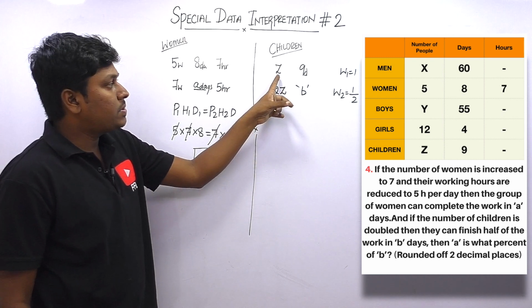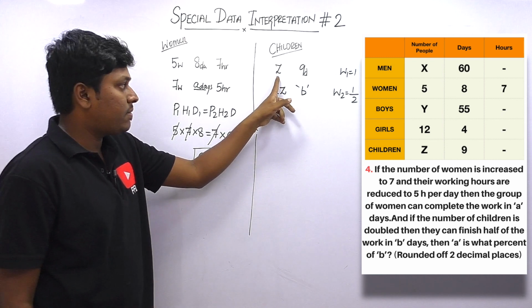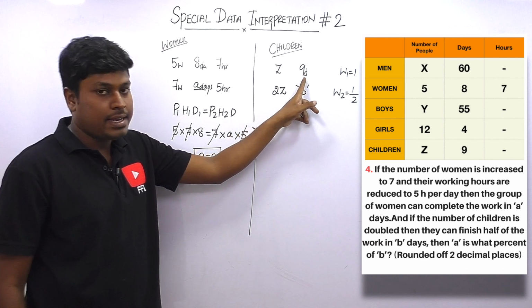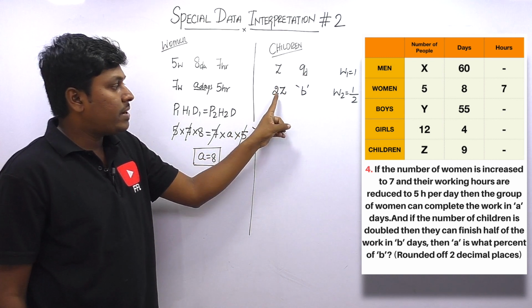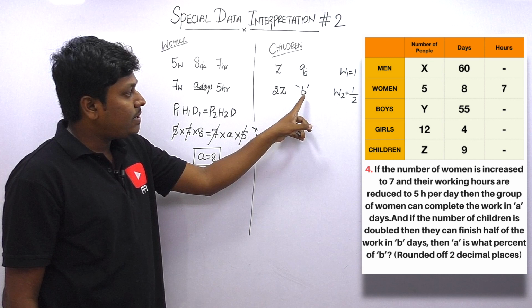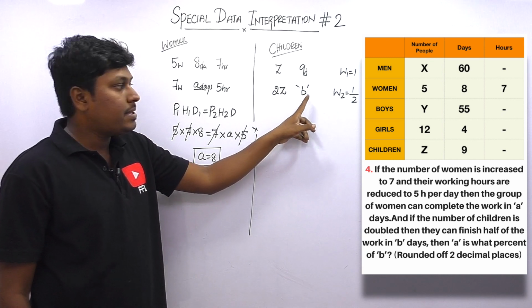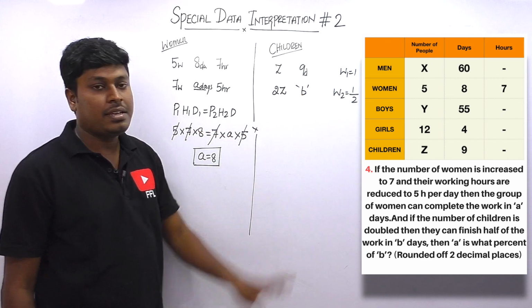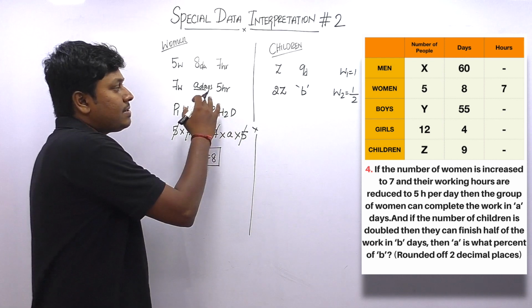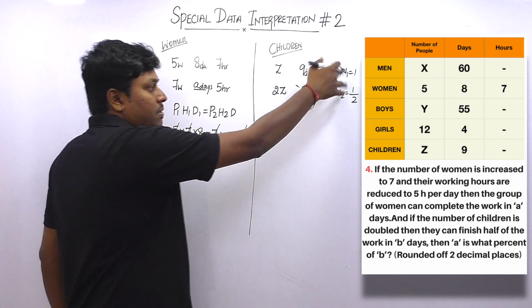Listen here, according to the chart, what they have given is Z number of children can complete a piece of work in 9 days. And now according to the question, the number is doubled, and we don't know how many days they have taken to complete the work, but they are doing half the work when compared to the given data. So the work is the same, but in this case the work is different, right?